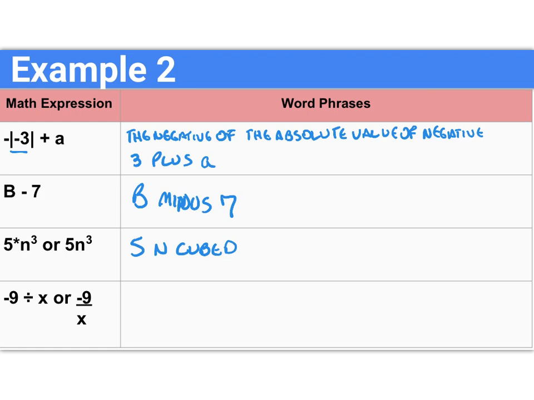And then finally we have -9 divided by x, or -9 over x. There are several ways to write all of these problems. So those were our 2 examples. I will see you at the end of this video for a recap.